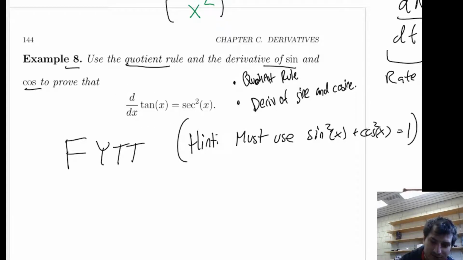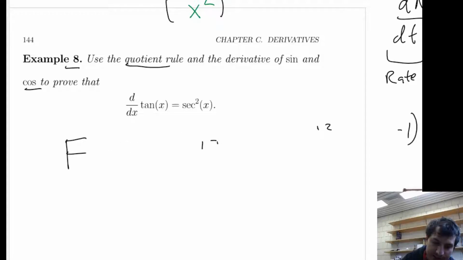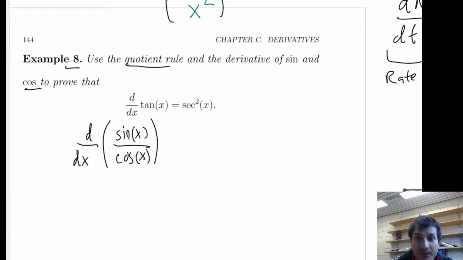Let's do it. The derivative of tangent. So let's make a little bit of room here and see how this goes. So the derivative of tangent is nothing more than sine of x divided by cosine of x. That's tangent. And by quotient rule, this is the following.